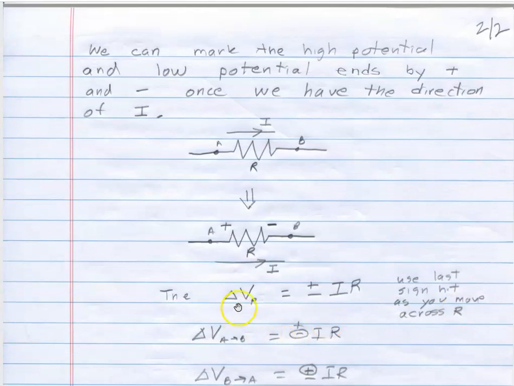And then the voltage difference across that resistor R is either going to be plus or minus I times R, magnitude of I, magnitude of R, plus or minus. And then we use this rule: use the last sign hit as you move across the resistor. So if I'm going from A to B, then the last sign I hit is the negative sign. And so of this plus or minus, I choose the negative sign, and the potential difference as I go from A to B is minus IR.